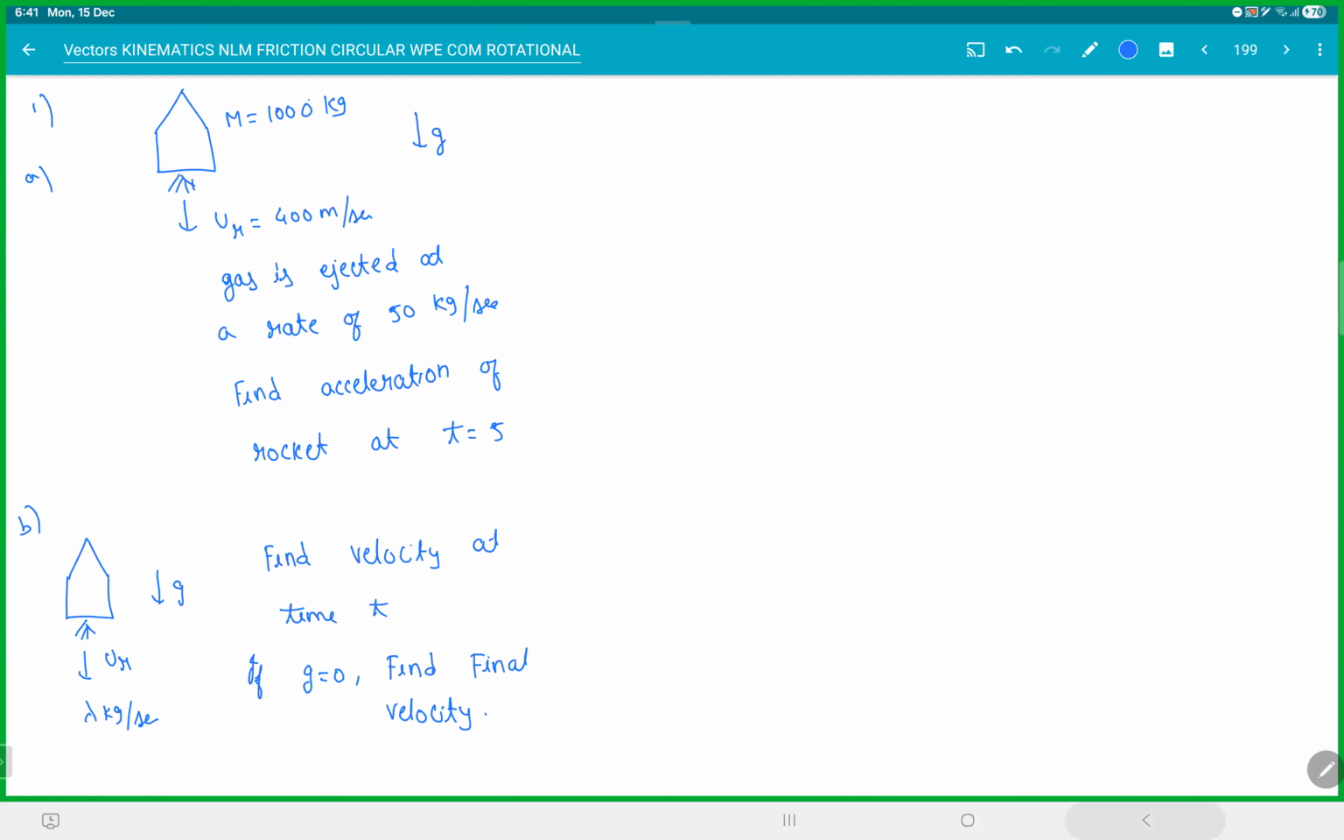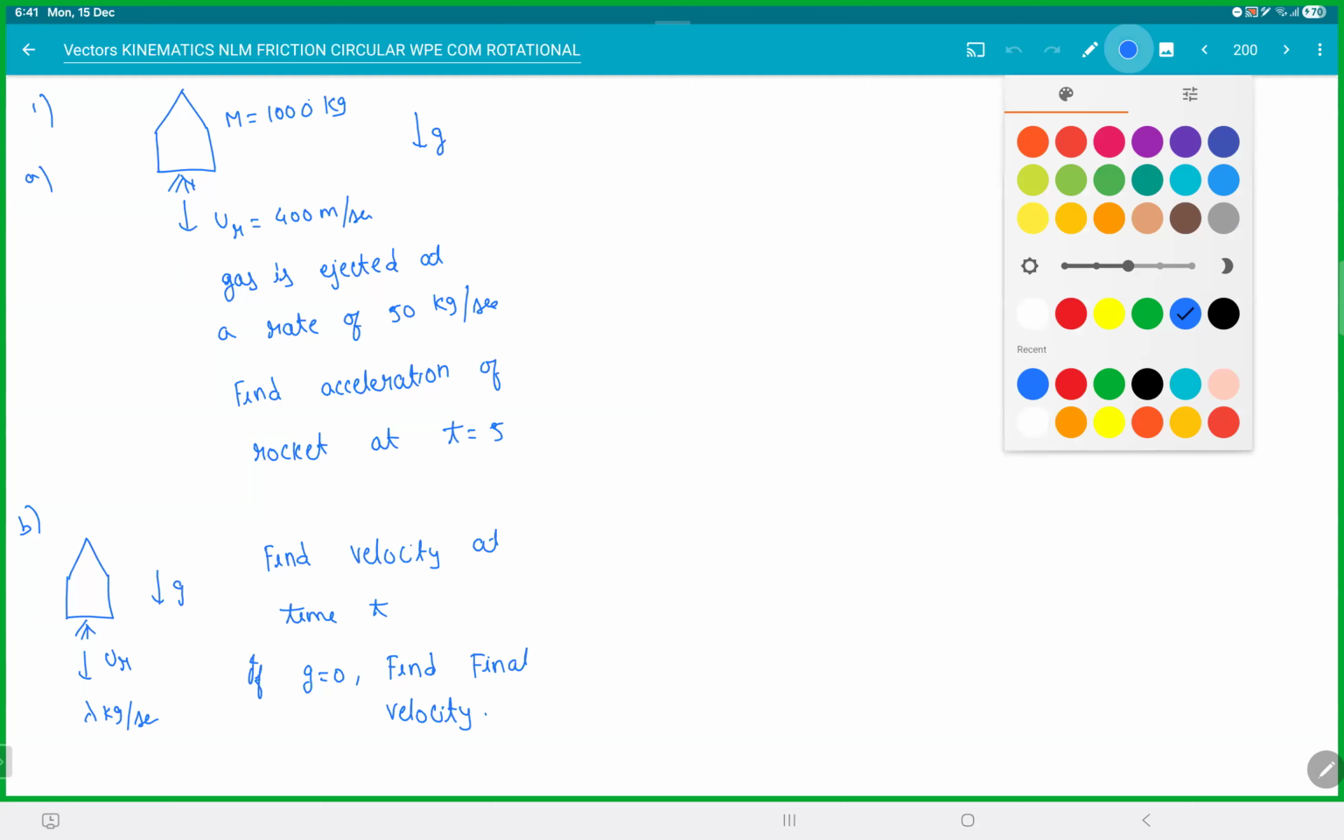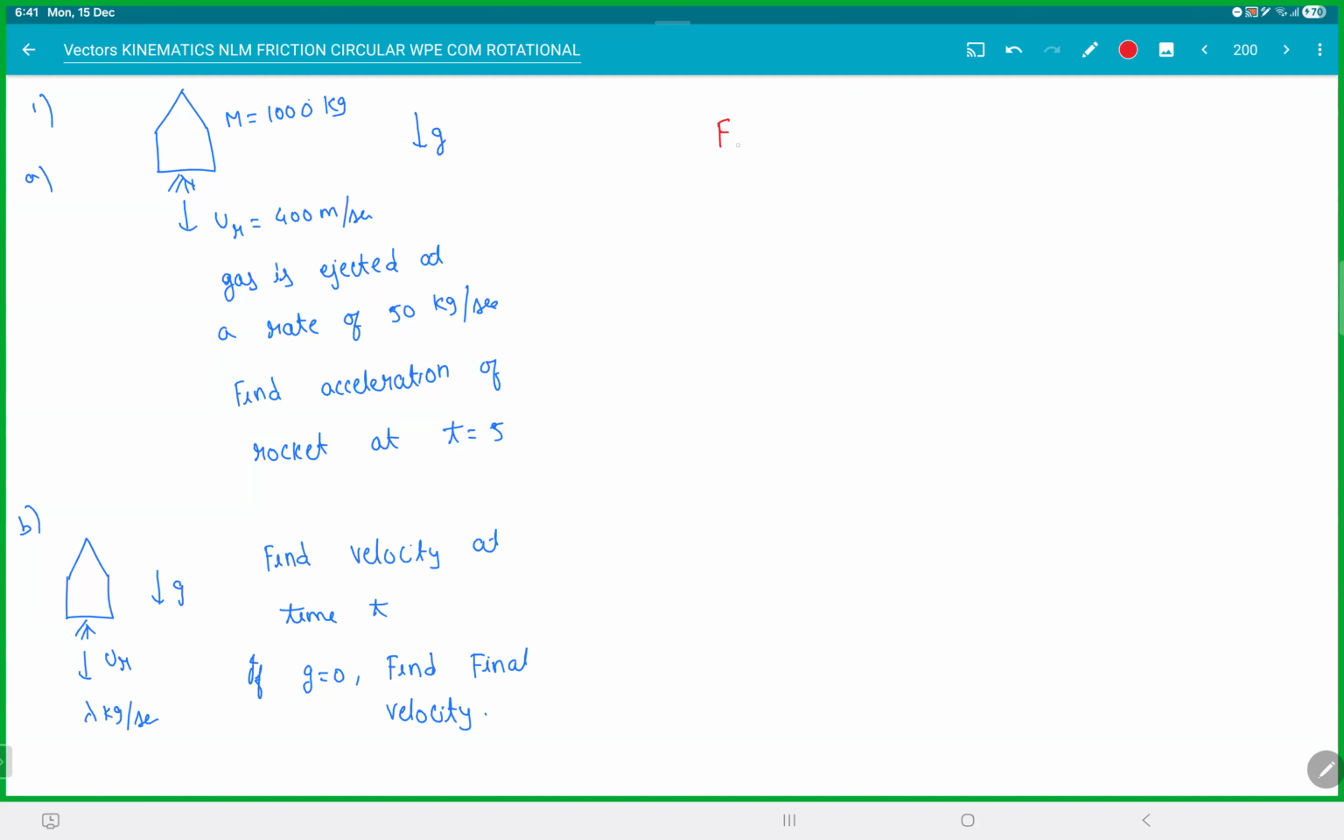Let's see. So how do we handle this? First thing, in case you forgot, whenever you have a rocket, there is something called a thrust force. Because the gas is being ejected, you generate a thrust force, which is minus u relative dm by dt. This is the formula you should know. Minus sign indicates it is opposite to the gas direction. So if you're ejecting it backward, force is forward. That's it. As long as you remember this, you will be fine.